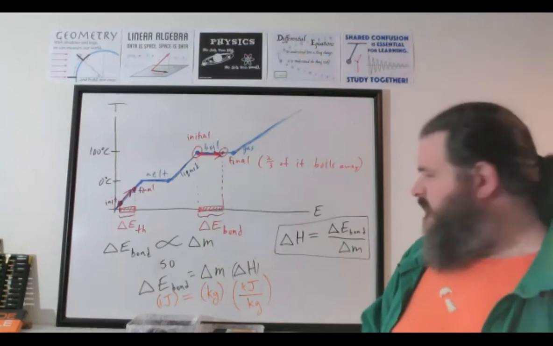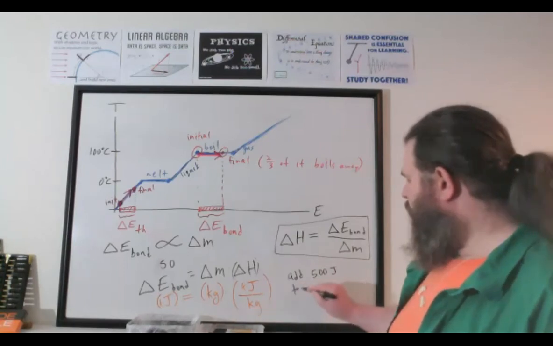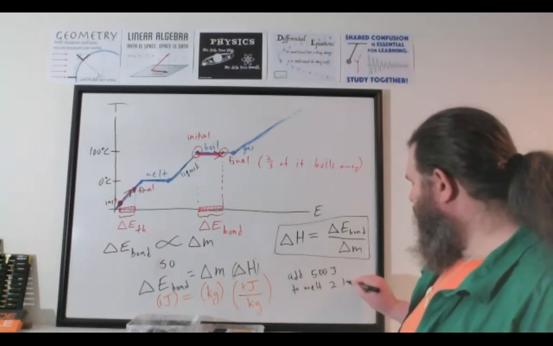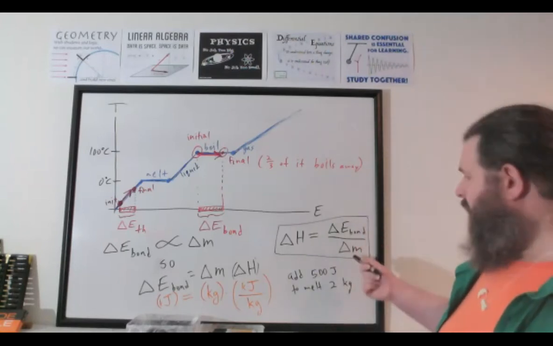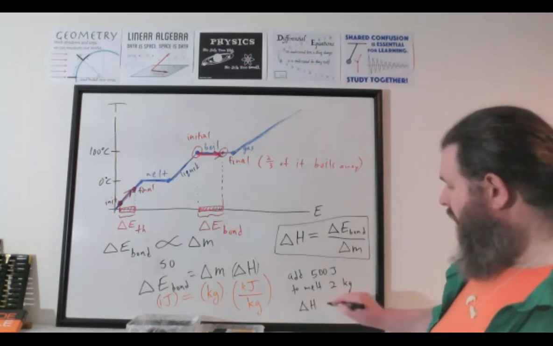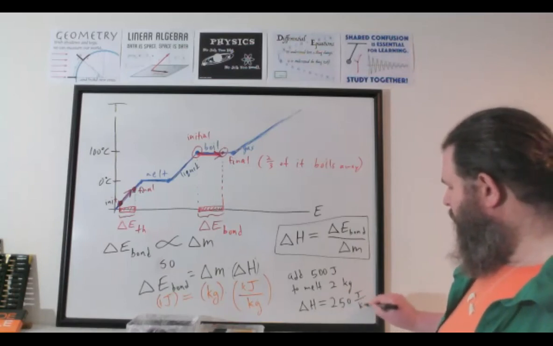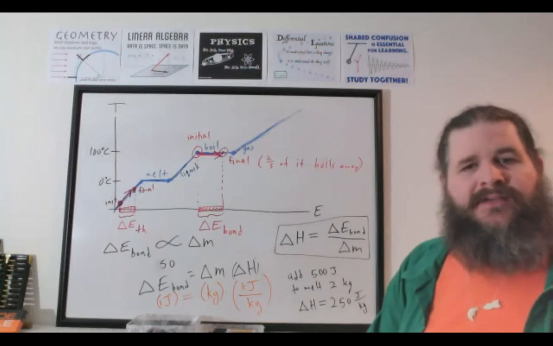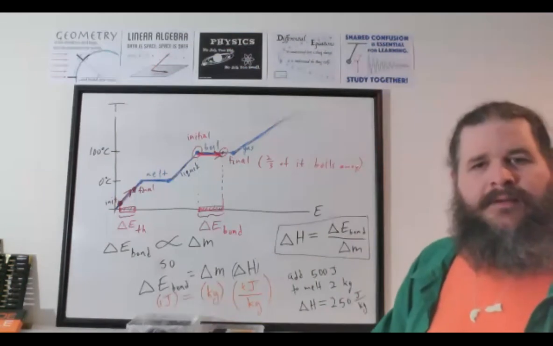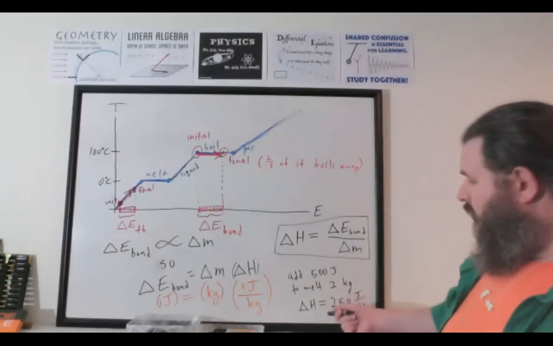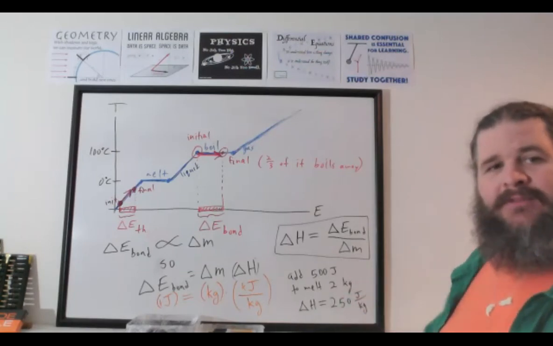So for instance, if you have some substance and you add, let's say, 500 joules to melt 2 kilograms, then you could just plug those in and divide 500 joules divided by 2 kilograms, and you get delta H is 250 joules per kilogram. So that's what delta H is describing. Delta H describes the ratio of how much energy per kilogram. In fact, you can even read it like this. 250 joules per kilogram means it takes 250 joules of energy to melt each kilogram of the substance.